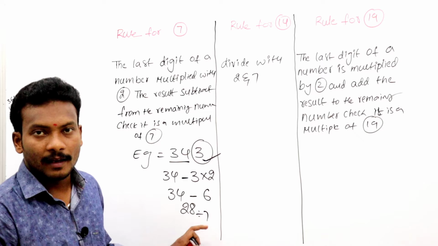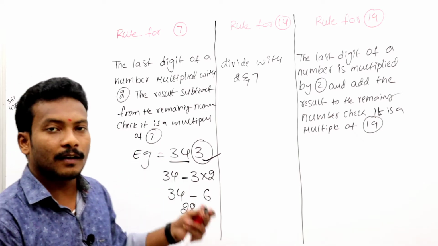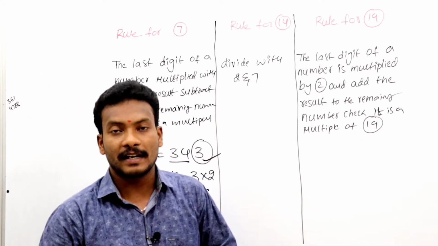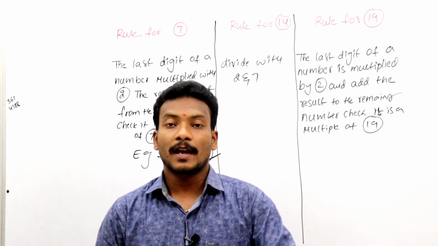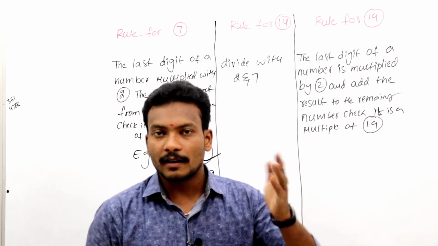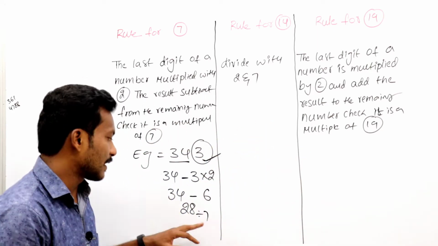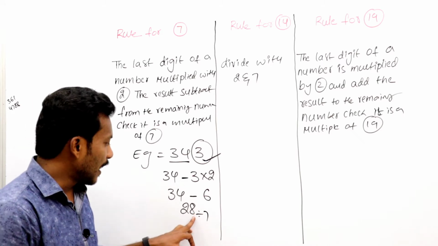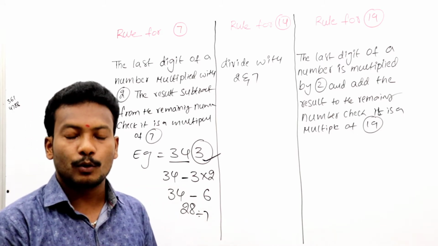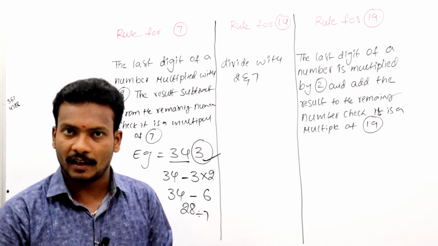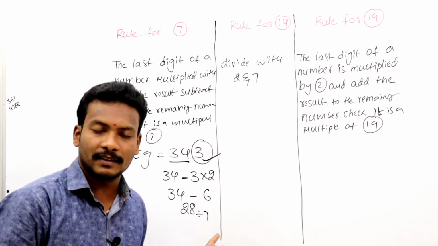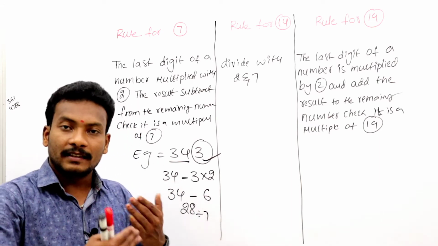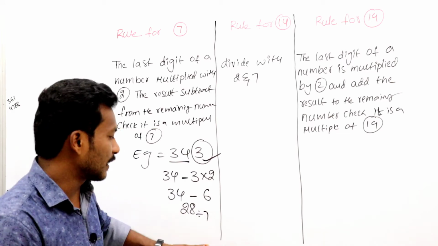7. Okay, for suppose the number is greater than 3 digits, that is a 4-digit number, 5-digit number, like that they give. Okay, you have to repeat the process once again. After 28, now 8 is doubled, that is 16. 2 minus 16 is minus 14. Minus 14 is exactly cancelled with 7. Okay, like that you have to repeat the process.